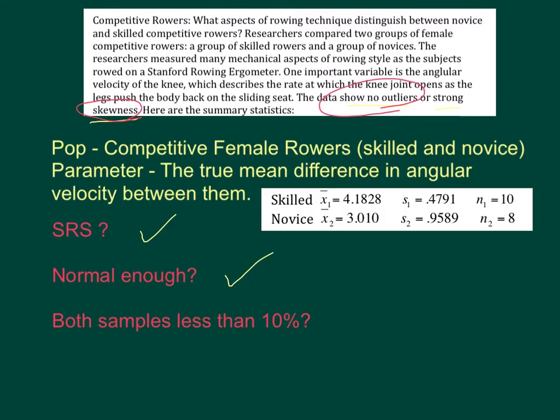As we see, our sample size for skilled women rowers is 10, and the sample size for the novice is 8. So now I can say, I think it's safe to say that both of those are less than 10% of the respective populations. Therefore, I think it's okay that we proceed and use a two-sample T interval. And we will proceed with that now.